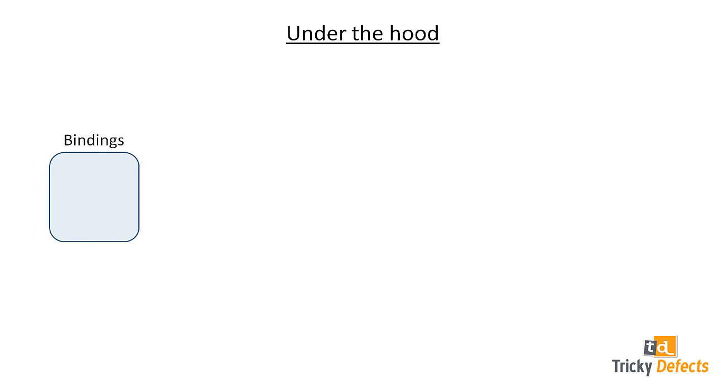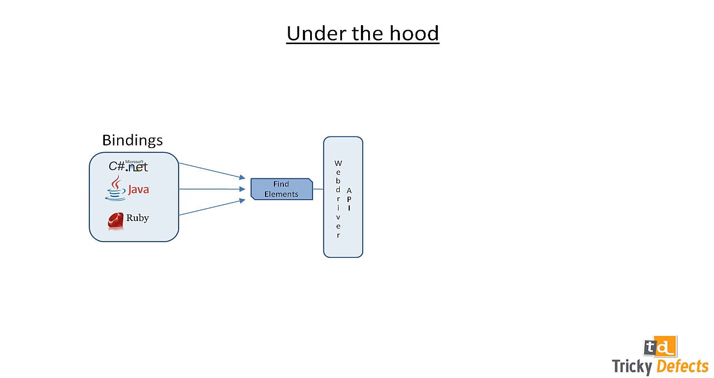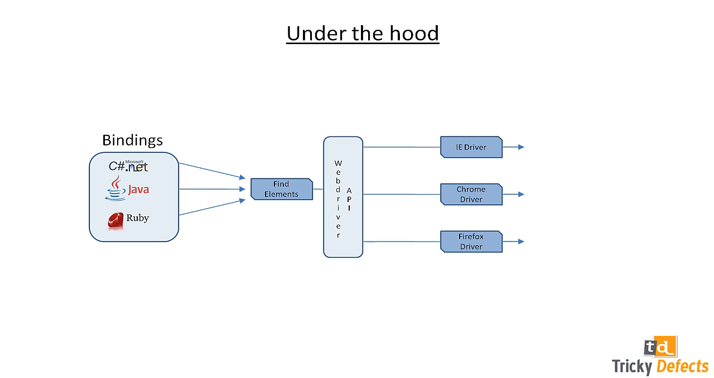We have what are called bindings, which are basically the different programming languages that we can use to automate tests with WebDriver. Each of these bindings will use the same WebDriver API to drive your tests. For example, you have a method called findElements in the API. Now all of the bindings can use this method and it will behave in the same way for each of those languages. The WebDriver API will then interact with the specific driver for the particular browser that you're automating.